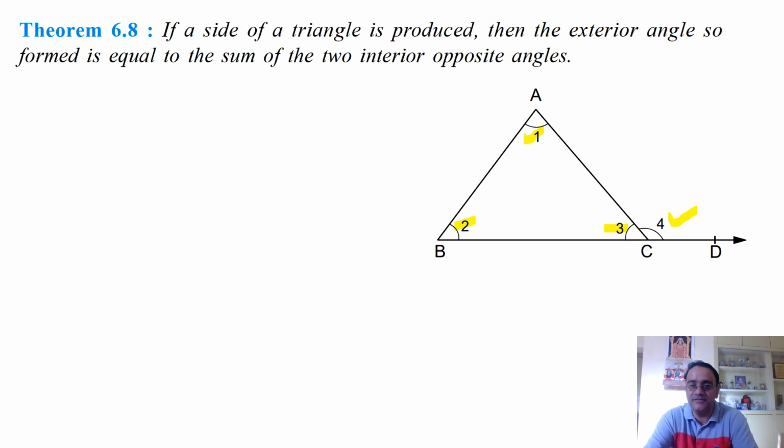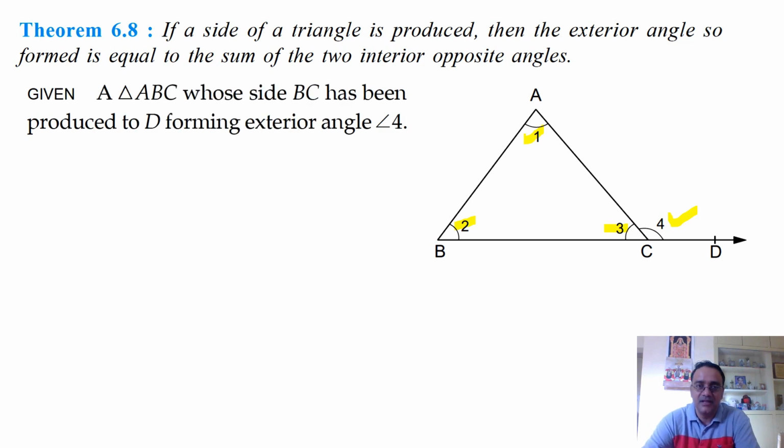So what is given? First we will write what is given. A triangle ABC whose side BC has been produced to D, forming exterior angle, angle 4. And what we have to prove? Angle 4 is equal to angle 1 plus angle 2. Now there is no construction required, so we will not do any construction. We'll start with the angle sum property of a triangle.